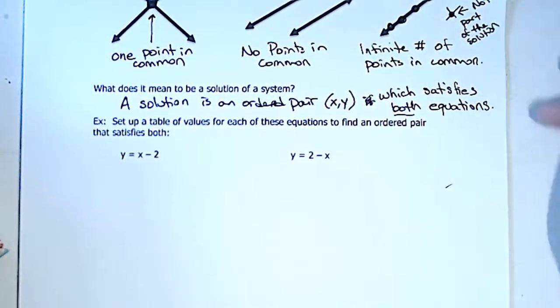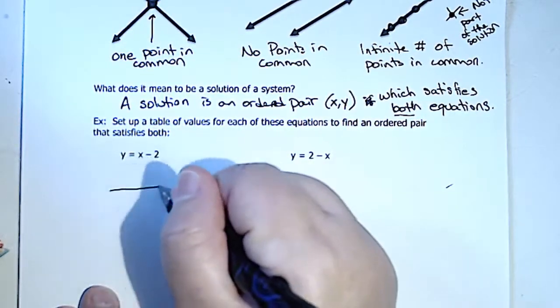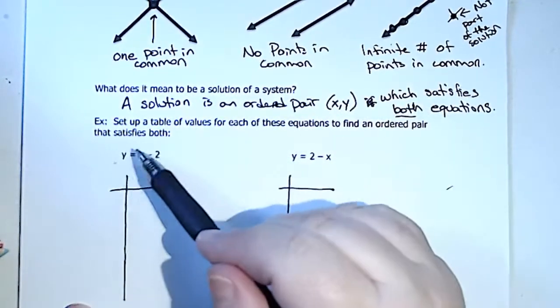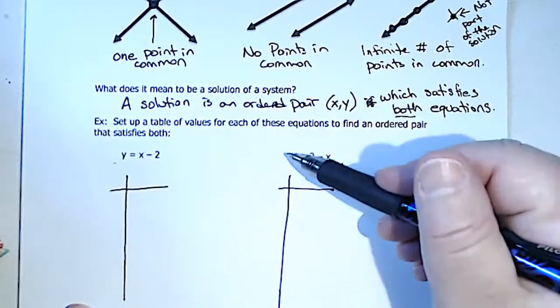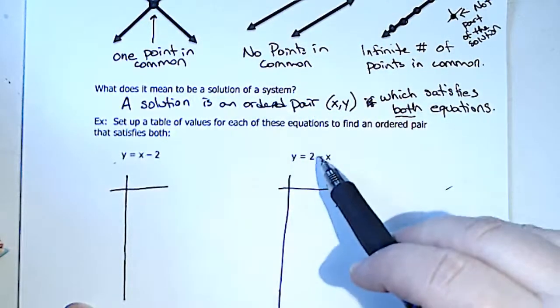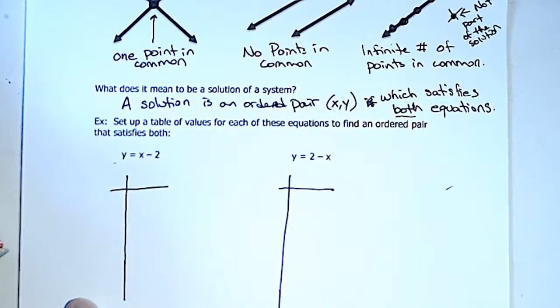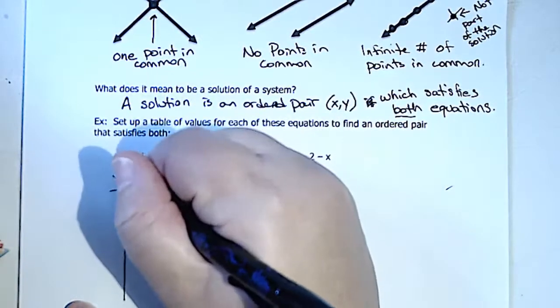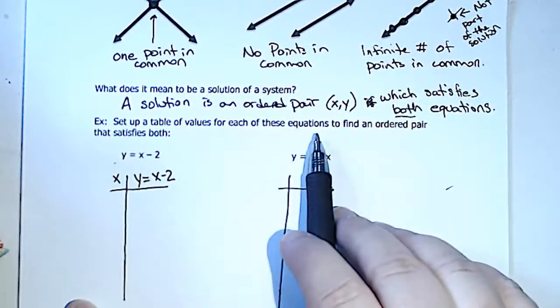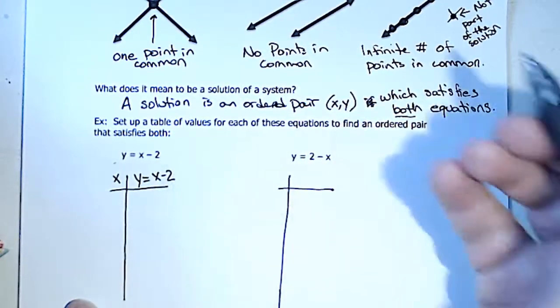Okay. So what I would like to do is practice to see, is this example I've set up a problem where Matt Damon is a happy guy, or is this a sad Matt Damon moment? So I've got two lines: y equals x minus 2 and y equals 2 minus x. They look very similar. They are not the same line, or at least they are not written in the same way. It does seem that they are different. So let's go ahead and plug in some values. Set up a table of values for each of these equations to find an ordered pair that satisfies both.